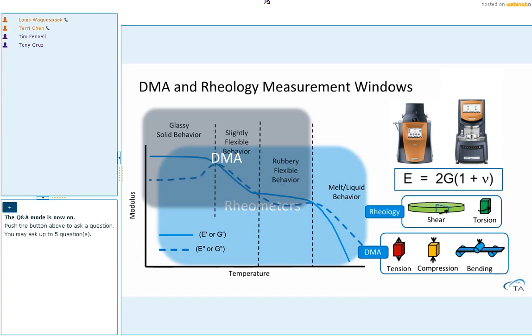A DMA, on the other hand, is capable of measuring samples under linear deformation modes, such as tension, compression, or bending. It can handle samples of many different shapes or forms, such as thin films, rectangular bars, tubular shapes, fibers, or even O-rings. But a DMA only measures samples in the solid state. So the modulus measured on a DMA is defined as E. The relationship between E and G is described in this equation, where nu is the Poisson's ratio of the material.